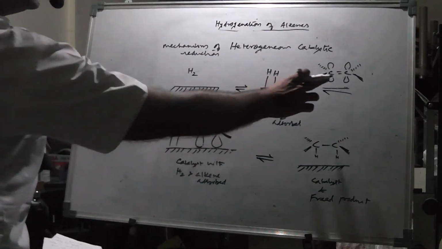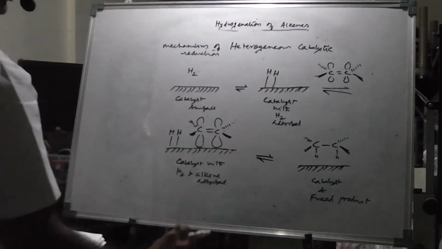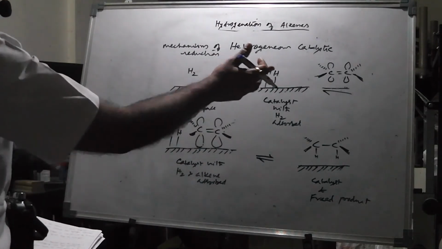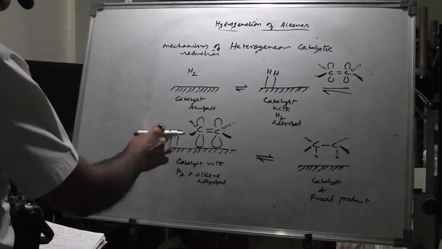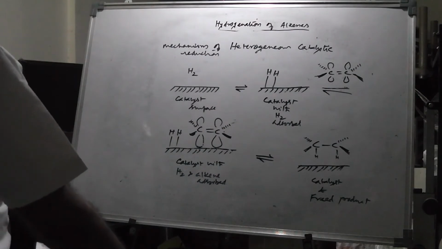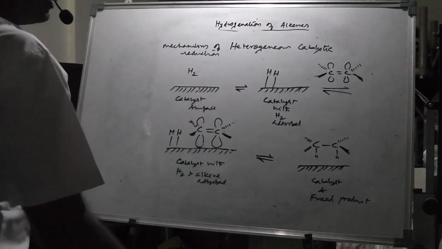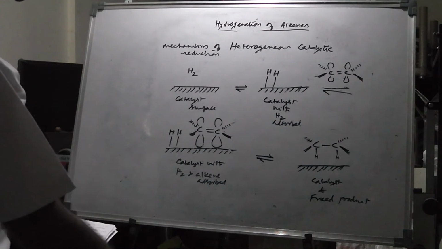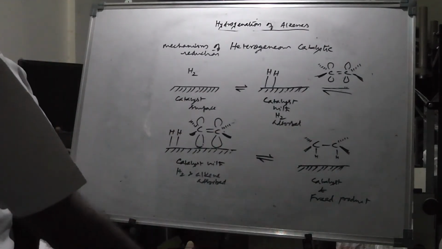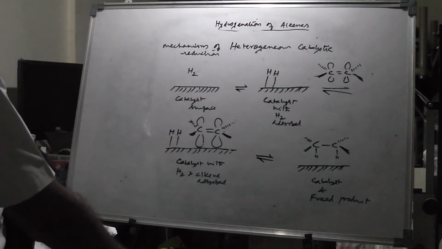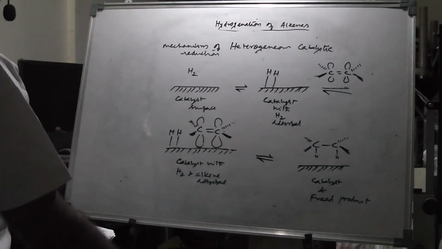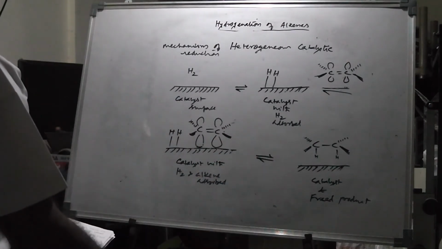So one face of the alkene double bond will be adsorbed over the metal surface. Then the hydrogen that is already adsorbed will be transferred to the alkene, thereby the reduction process gets completed. And at last, after the reduction, the freed product, that is the alkane, comes out of the catalyst surface, and the catalyst is once again ready for further reducing purpose.